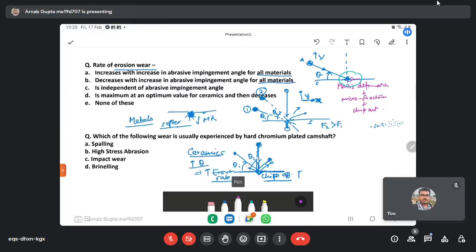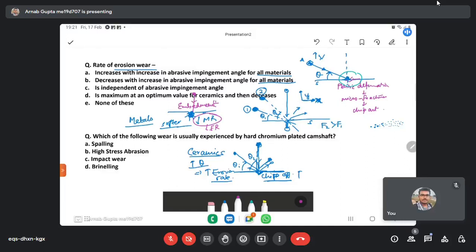Whereas in case of metals or any soft material, this embedment of the abradant will take place, and as a result of which your material removal will be less, or we can say that the erosion rate will be less at higher value of this impingement angle.